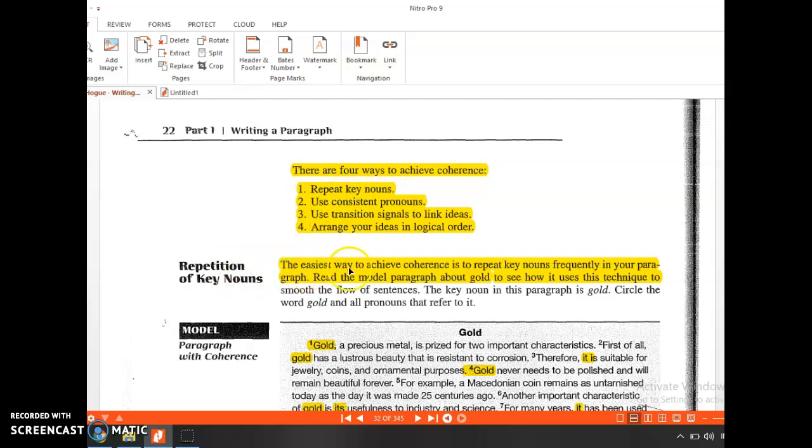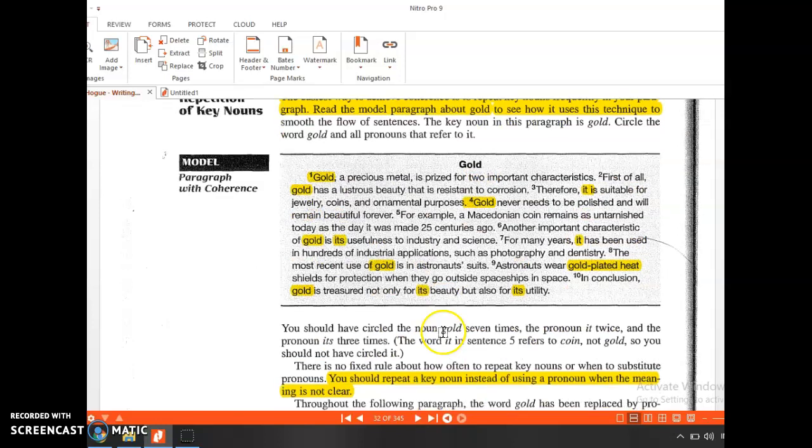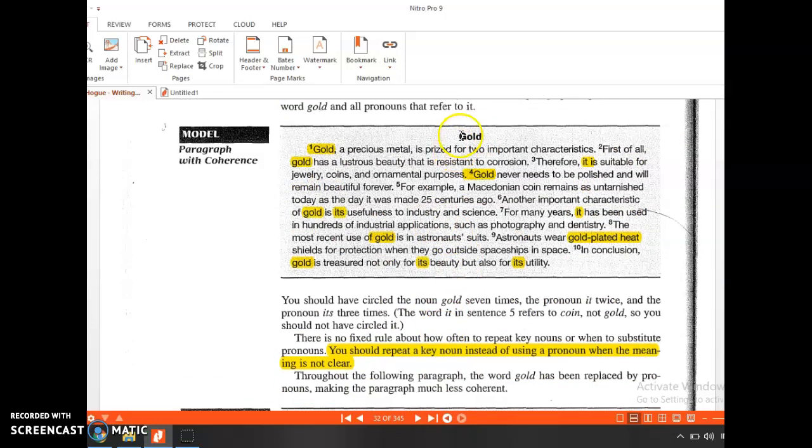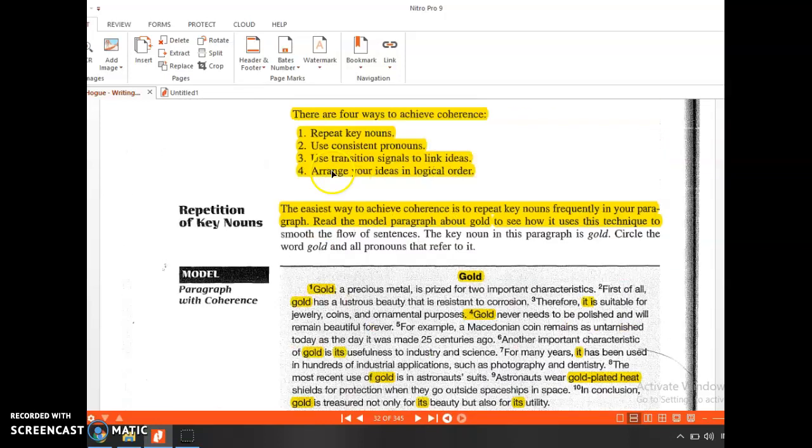So the easiest way to achieve coherence is to repeat key nouns frequently in your paragraph. Read the model paragraph here about gold to see how it uses this technique. We have this very good paragraph, which is about gold. Look at this: "Gold, a precious metal, is prized for two important characteristics. First of all, gold..." See, you repeat the key noun, gold.